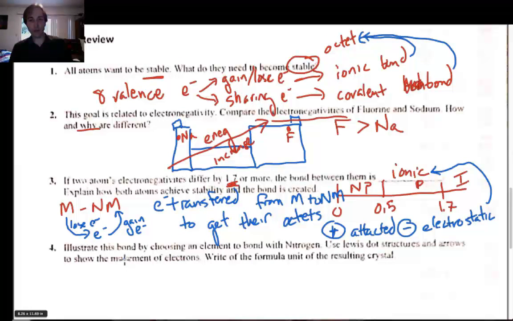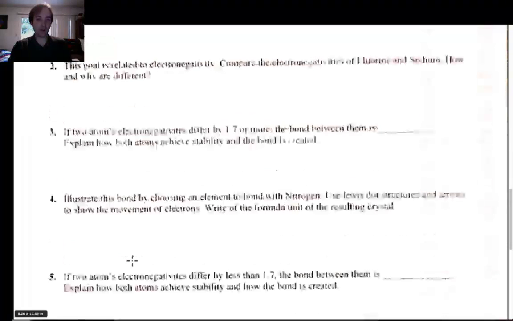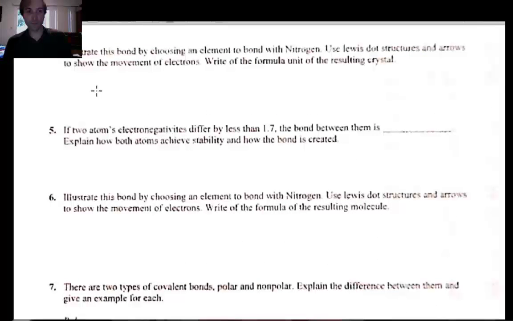Let's move on here. I'm going to erase this. So if you still need to write this down or you're still trying to hear it, you can back it up or you can pause it. But I'm going to erase this and move this up slightly so we can get to question 4. Question 4 says, illustrate this bond by choosing an element to bond with nitrogen. Use Lewis dot structures and arrows to show the movement of electrons.